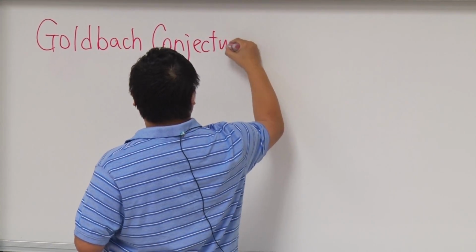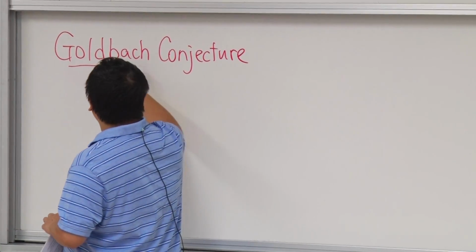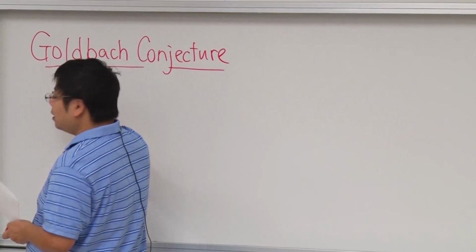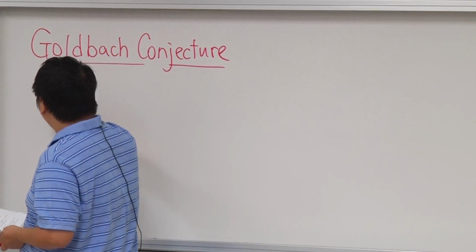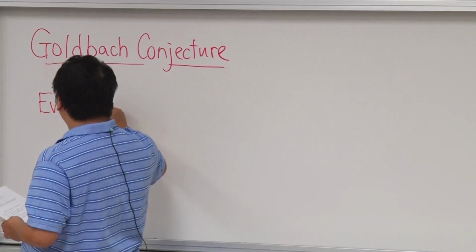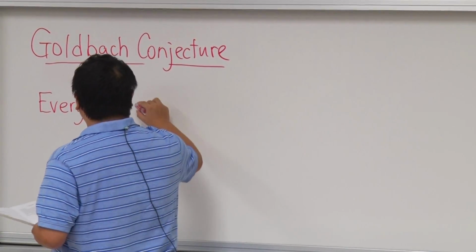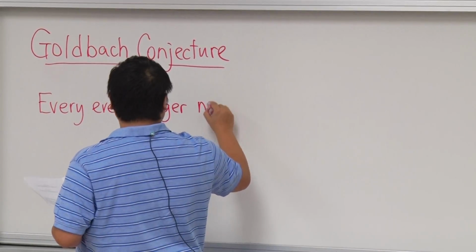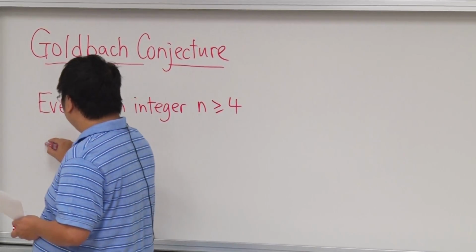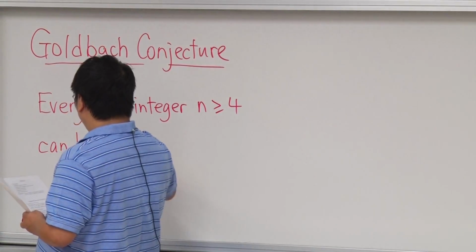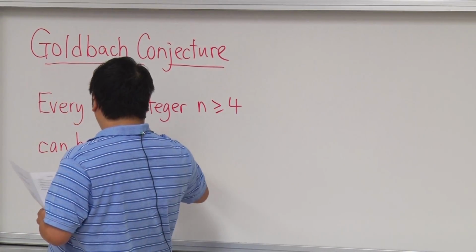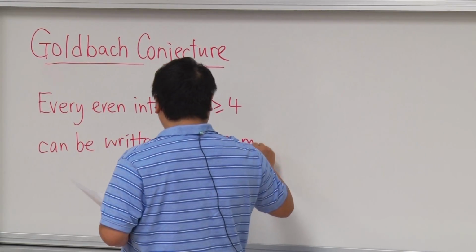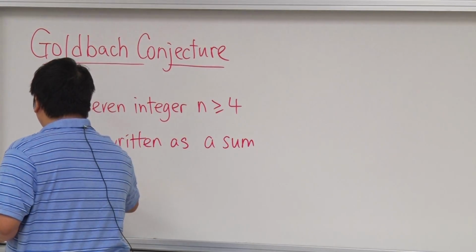So what is it? So the Goldbach conjecture says that every even integer n greater than or equal to 4 can be written as a sum of 2 primes.